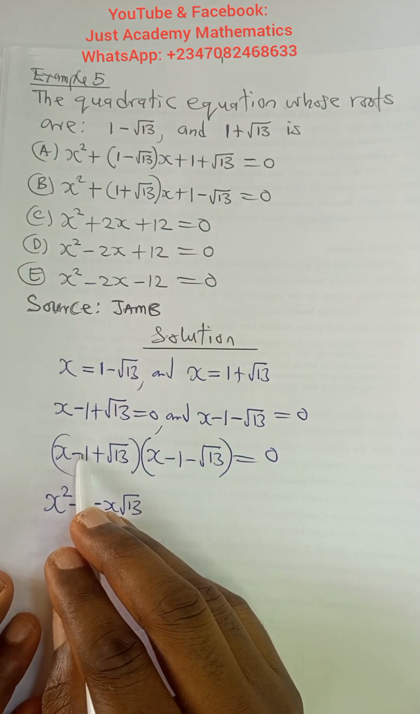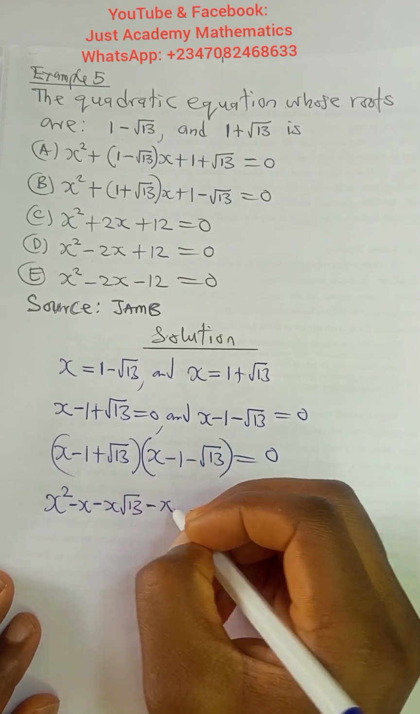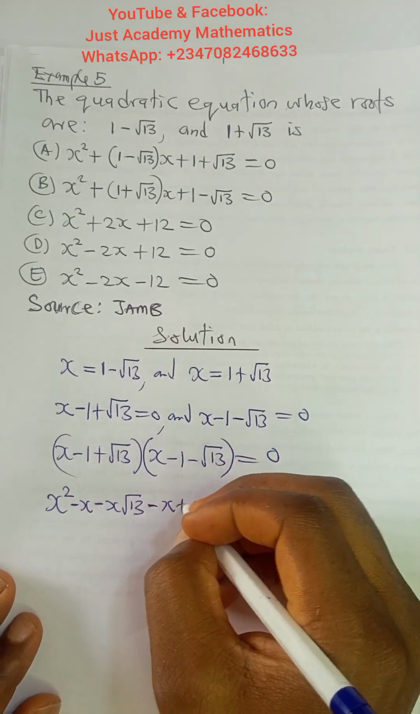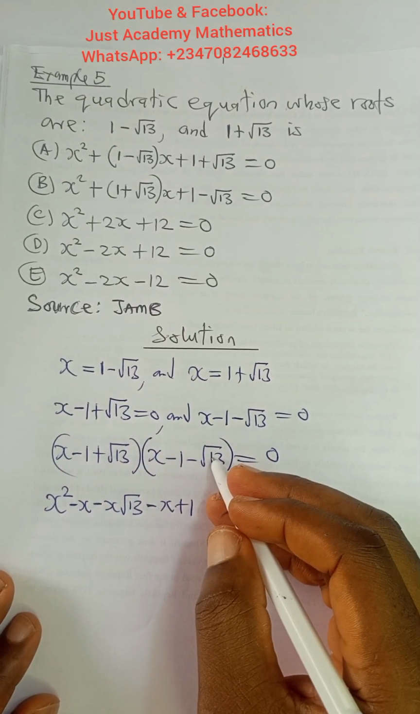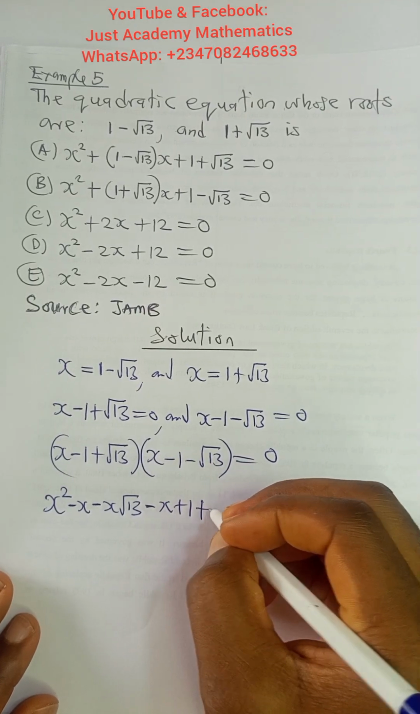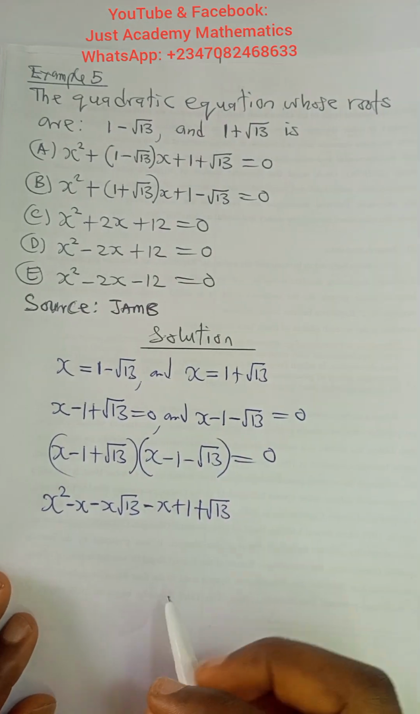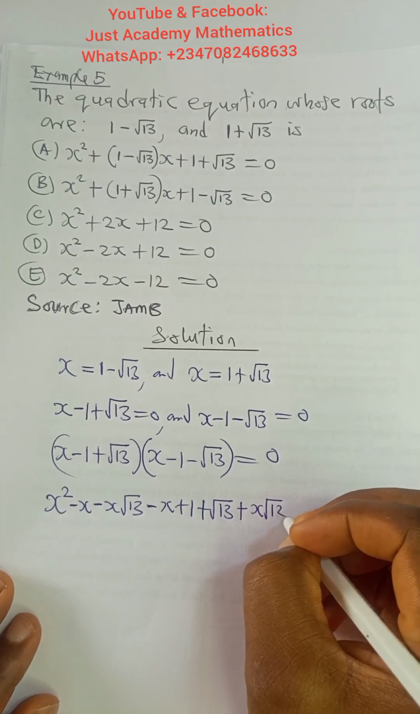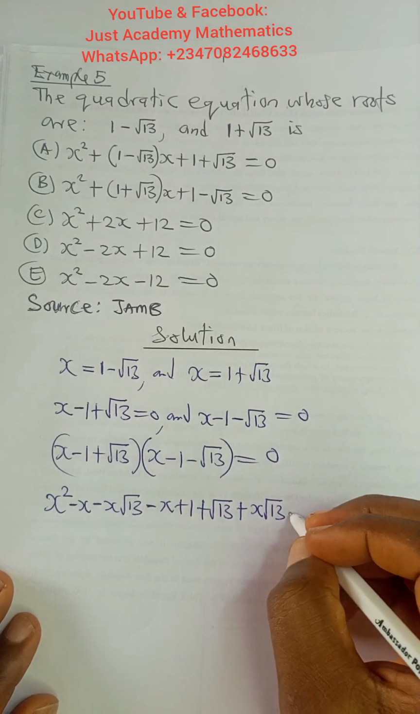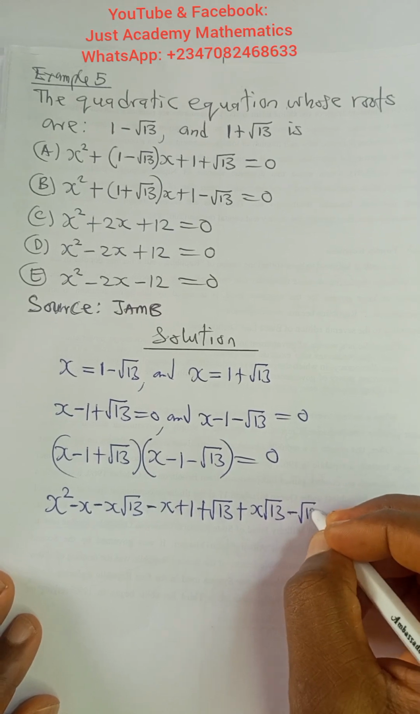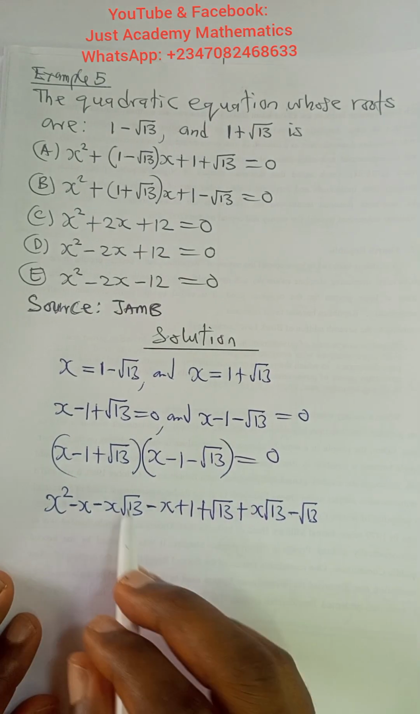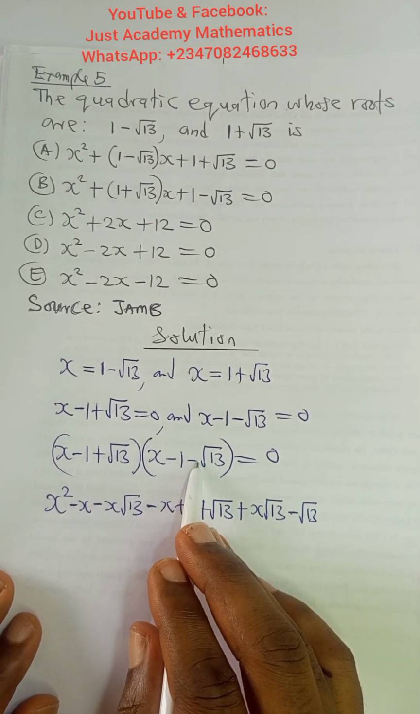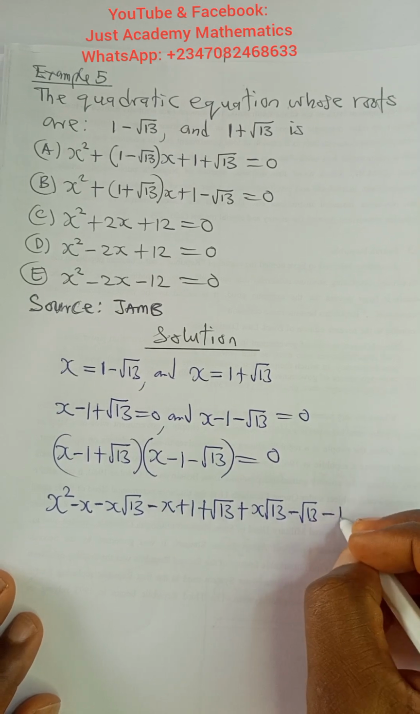Let's go again. Minus 1 times x minus x. Minus 1 times minus 1 plus 1. Minus 1 times minus root 13 plus root 13. Root 13 times x plus x root 13. Root 13 times 1 minus root 13. Then root 13 times minus root 13 will give us minus 13.